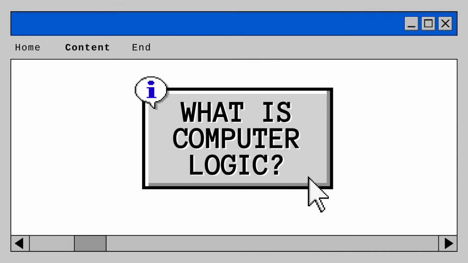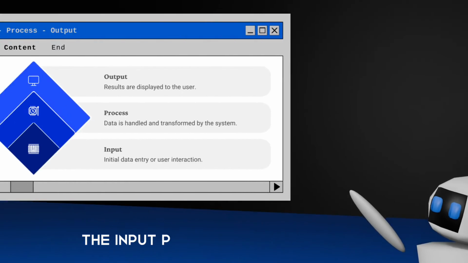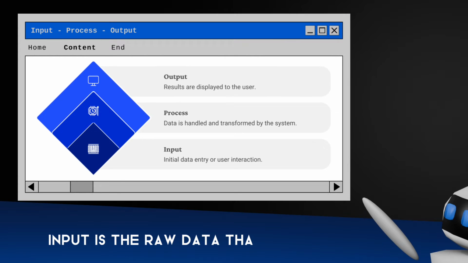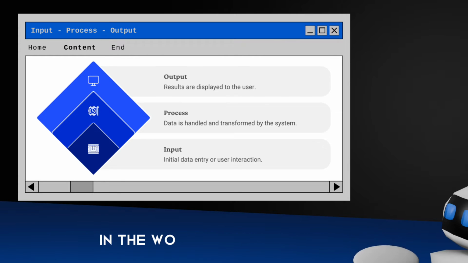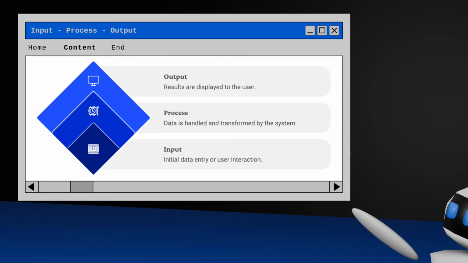What is computer logic? In any computer system, every logical operation strictly follows the input-process-output (IPO) model. Input is the raw data that enters the system. In the world of computer logic, this is simply a stream of binary signals, a 1 or a 0.